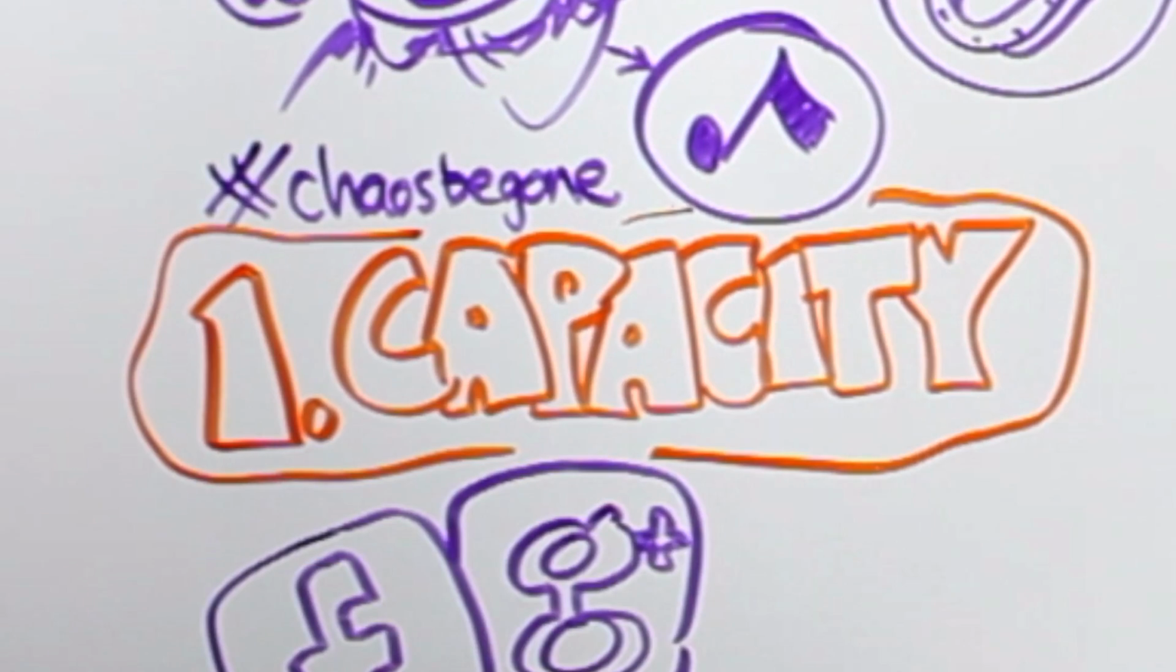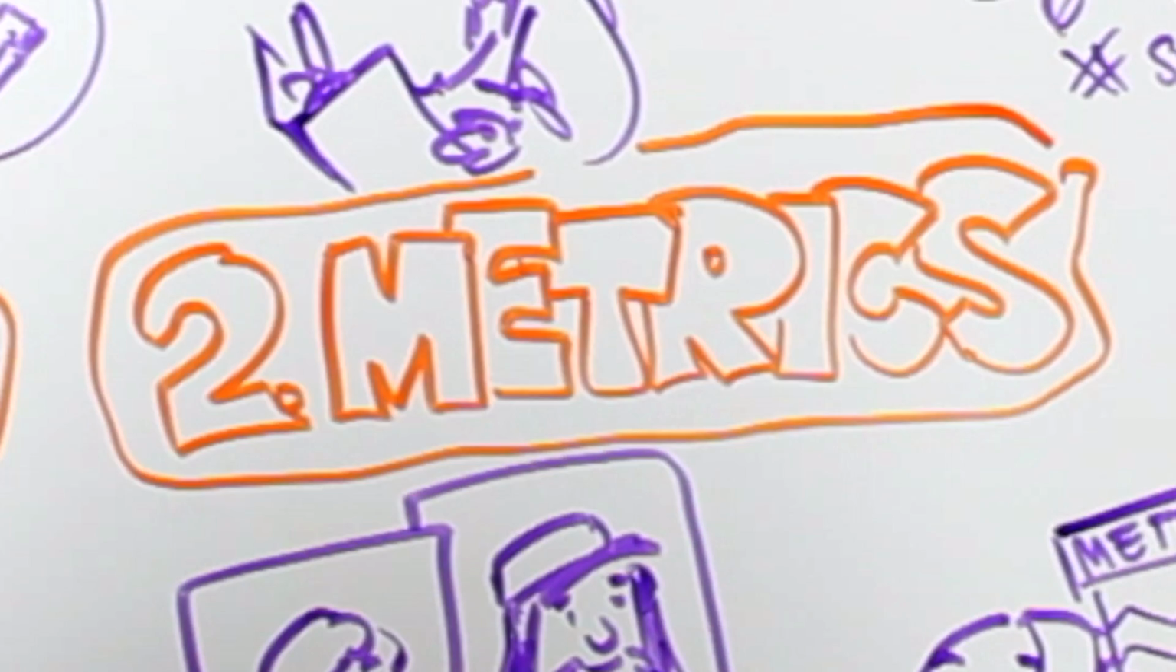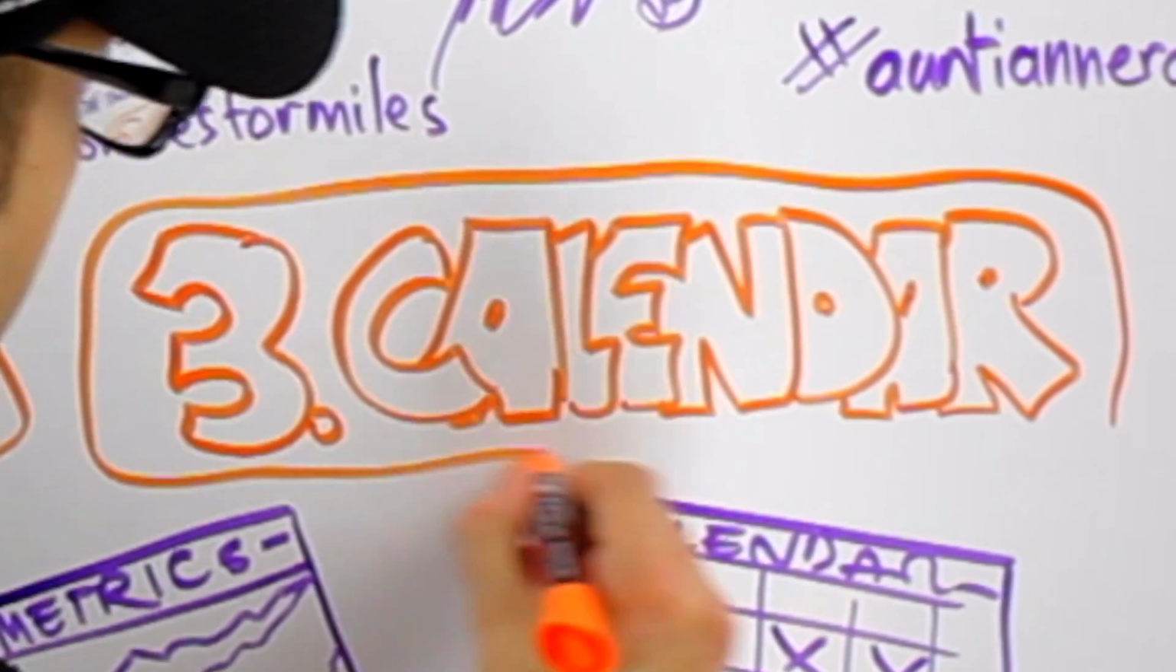So, the 3 steps to creating your social media plan are: number 1, identify the capacity you have on your team. And number 2, determine how you're going to measure your progress. And 3, plan out a calendar of who's doing what.